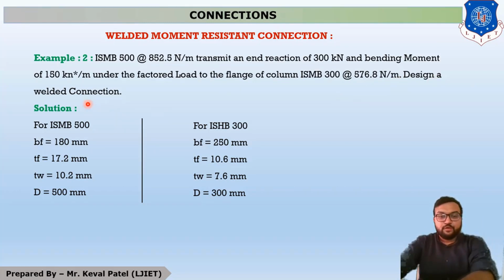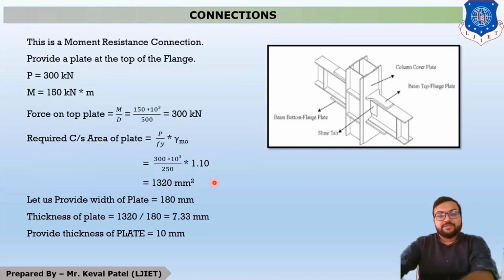So first of all, from the steel table for ISMB 500, the width of flange, thickness of web and total depth for both the sections will be written down from the steel table. Now, this type of example is visualized in the side view like this. In this example, we have to provide this plate on top of the flange, and we have to weld this portion.